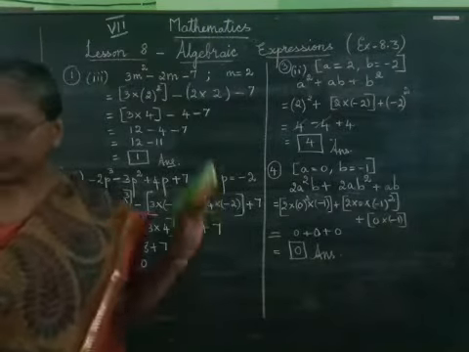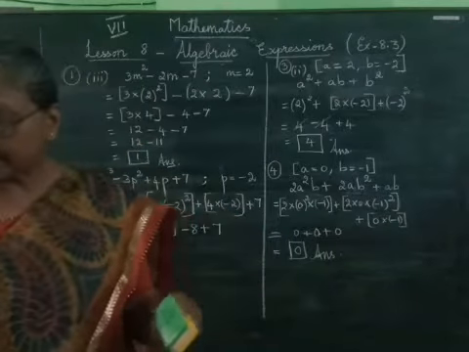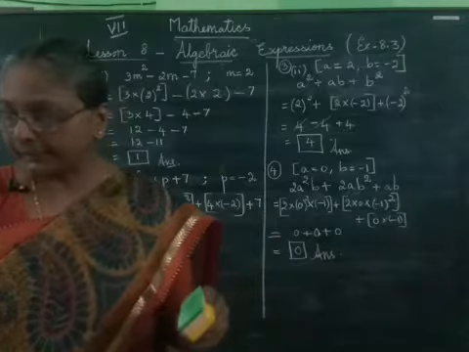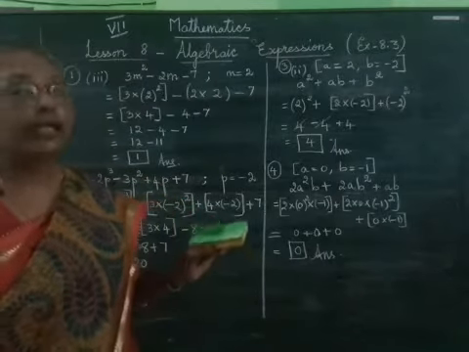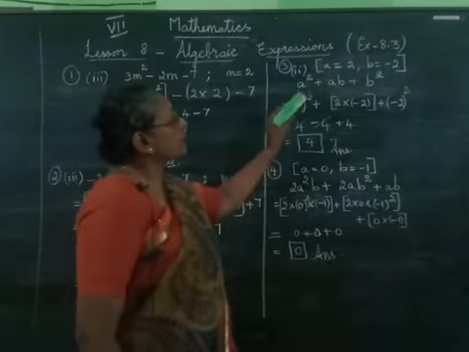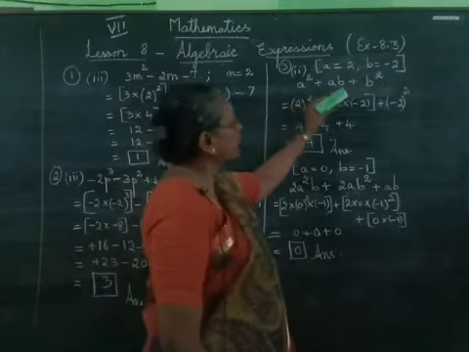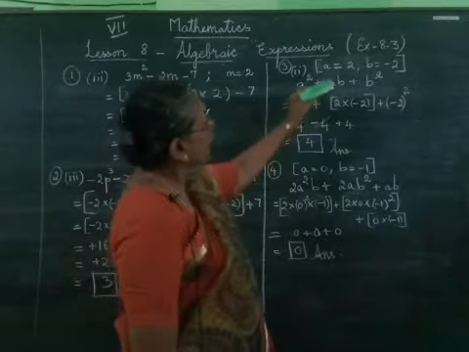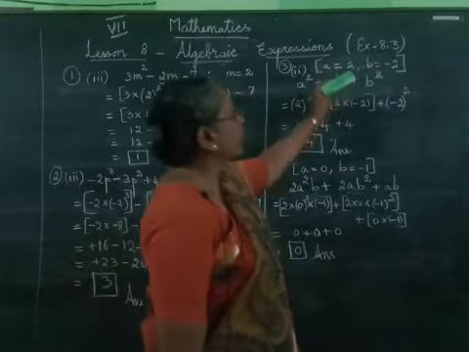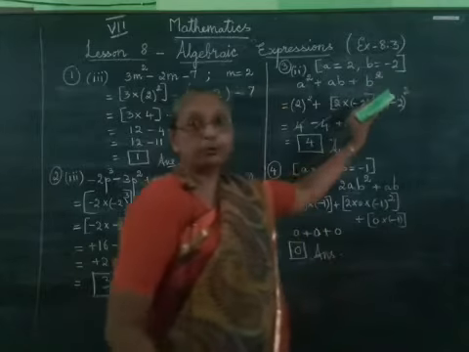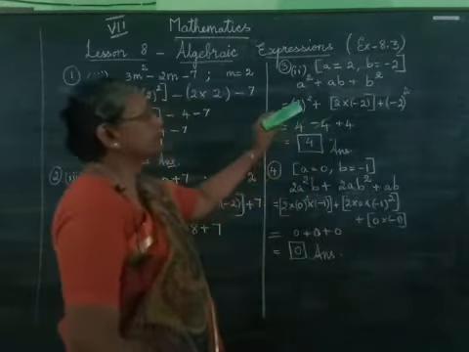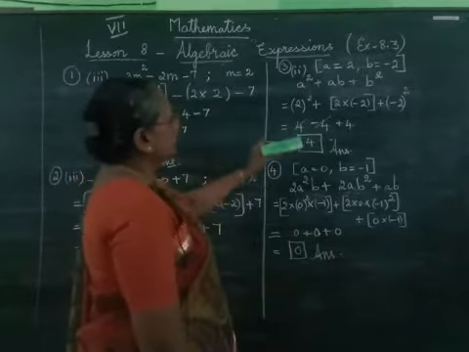Now we will move on to the third sum. In that sum it is given, if A is equal to 2, B is equal to minus 2, find the value of A square plus AB plus B square. So the expression is A square plus AB plus B square, and the values given are A is given to be 2 and B is given to be minus 2. Two variables are there and two values, for each of them are given.